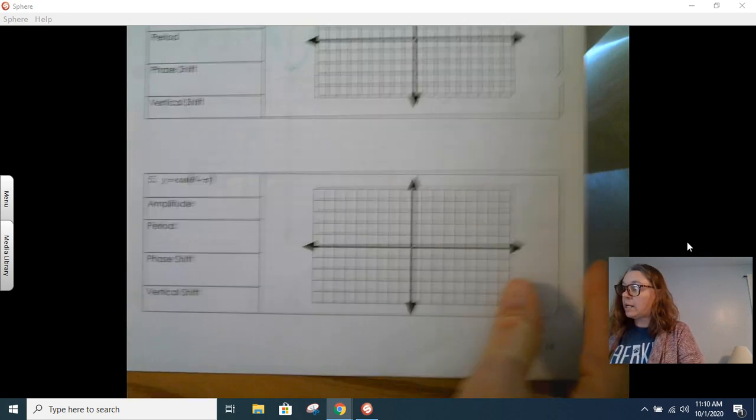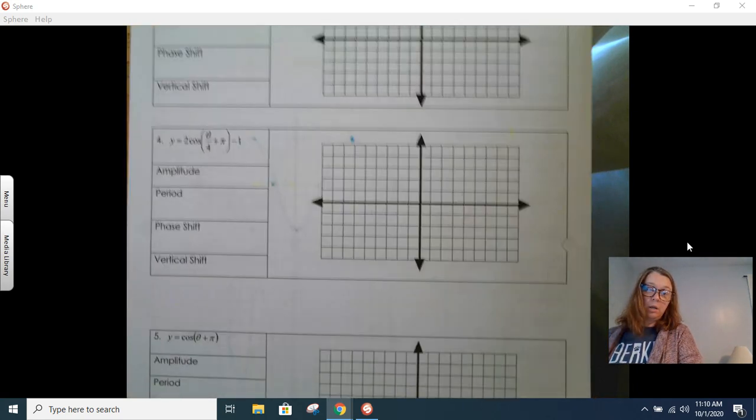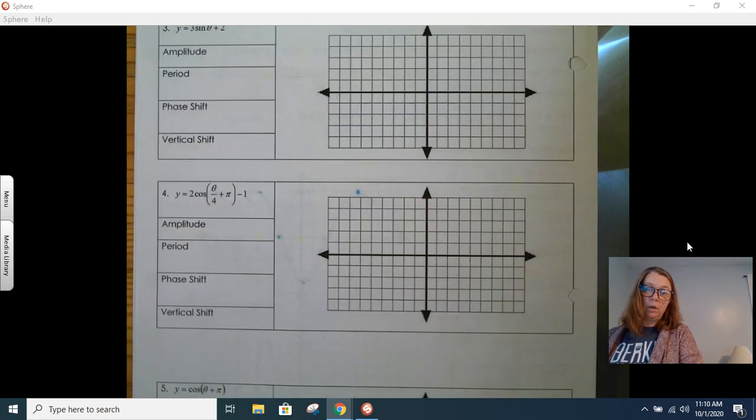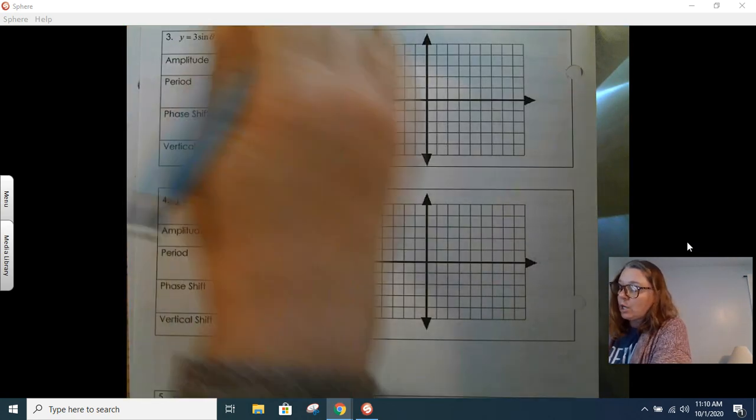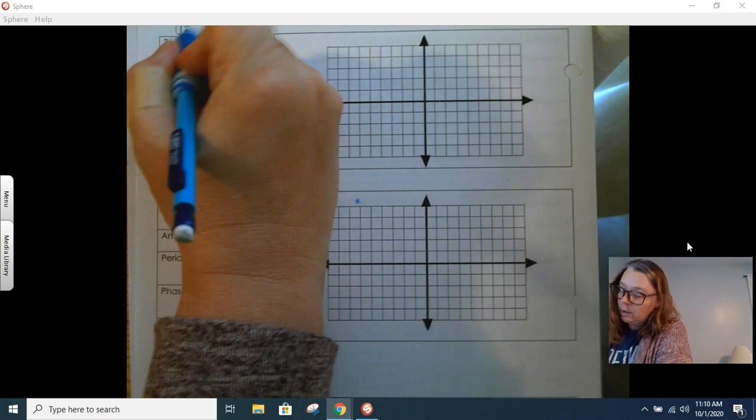Okay, so we're going to do a couple more. So this next one does have a vertical shift. So if we were to, I'm going to just write my general form for a sine here.